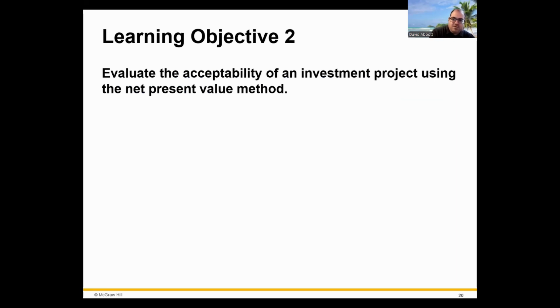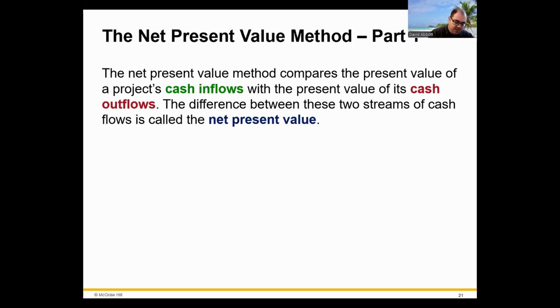So the net present value method is what we're going to look at now. How do we determine the acceptability of an investment project? The net present value method compares the present value of a project's cash inflows with the present value of its cash outflows. The difference between these two streams of cash flows is called the net present value.